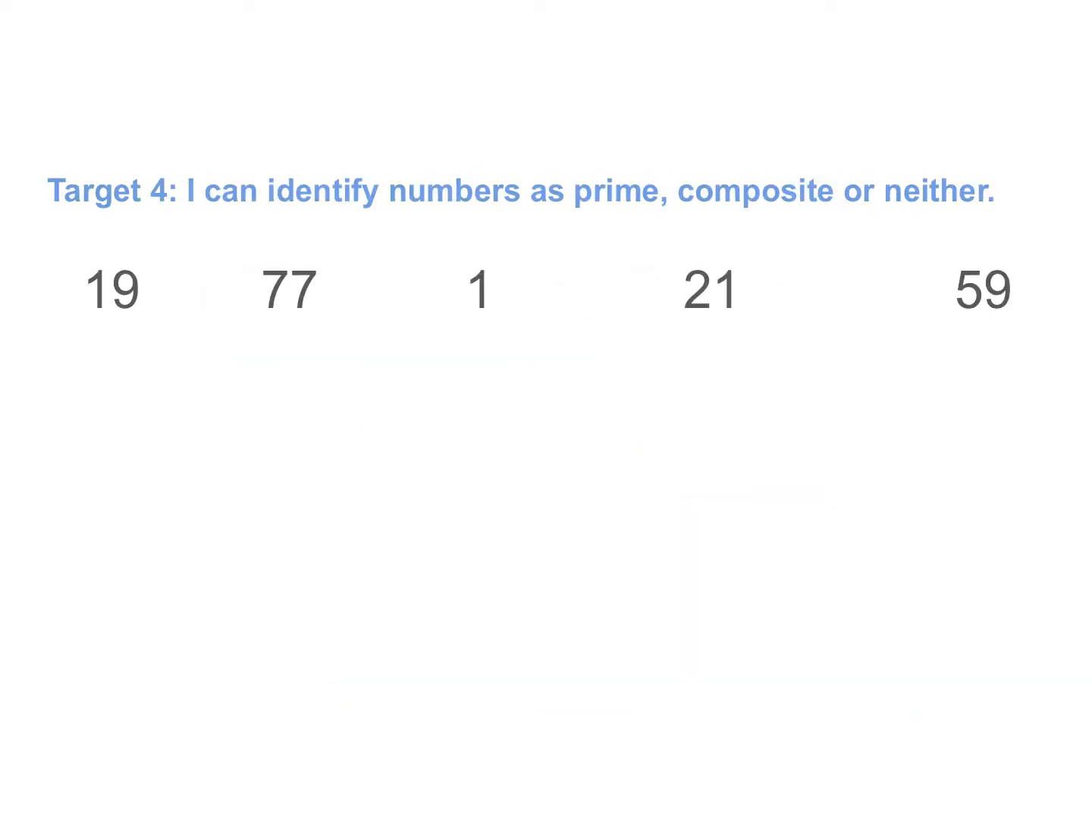All right, next target. I can identify numbers as prime, composite, or neither. Remember, prime numbers have 2 factors, 1 and themselves. Composite numbers have 3 or more factors. And neither numbers are neither because they have so many factors or only 1. And that would only be the numbers 0 and 1.